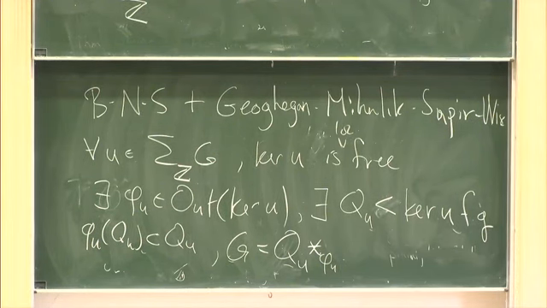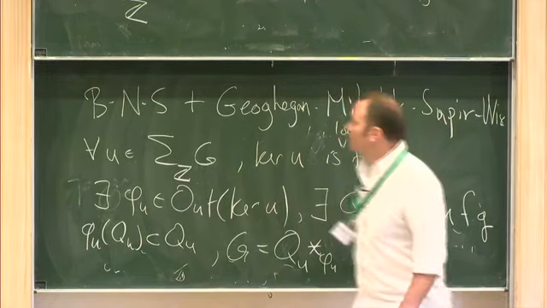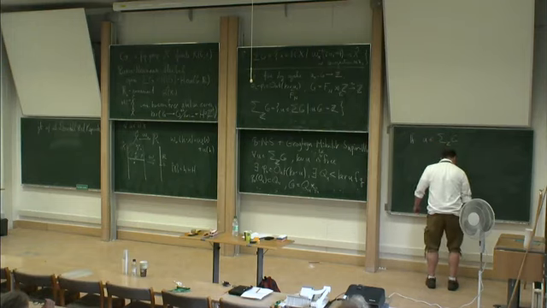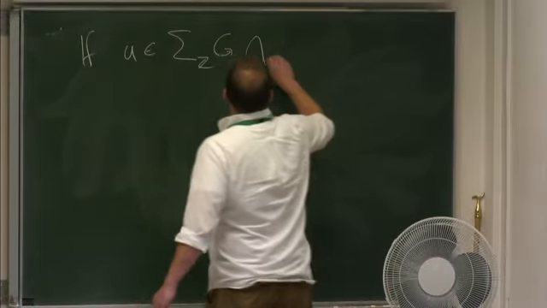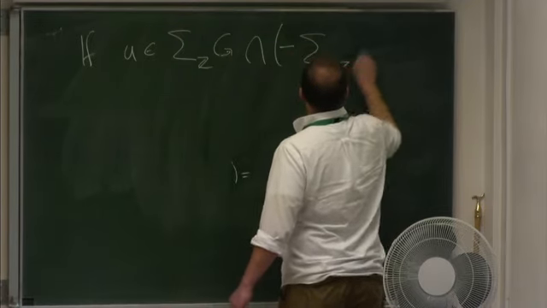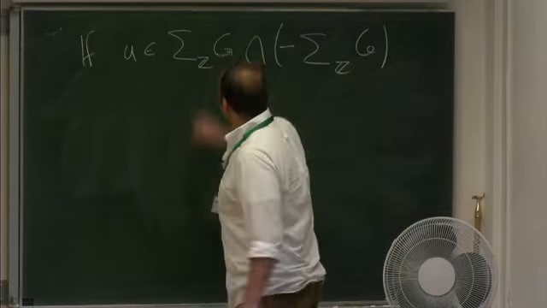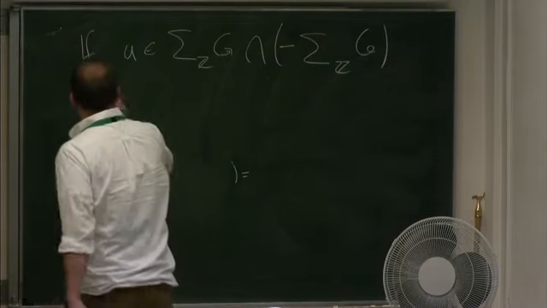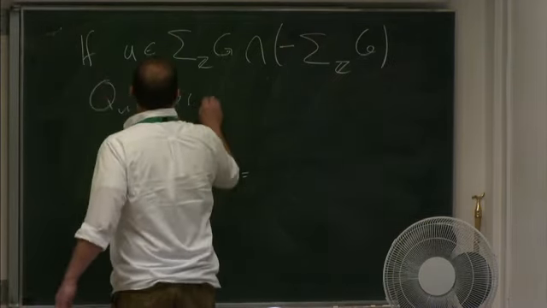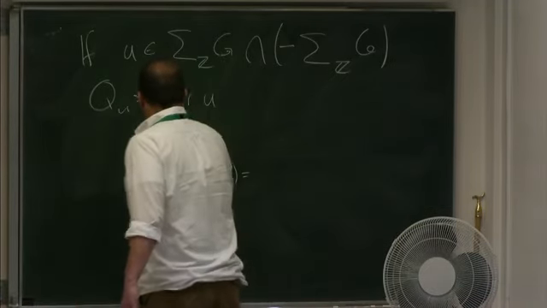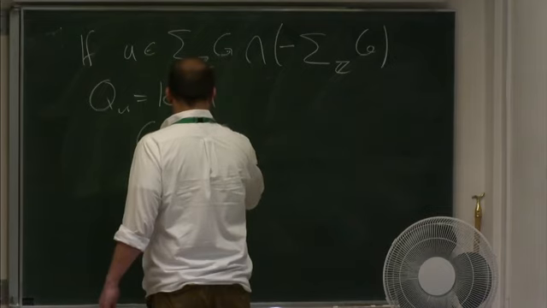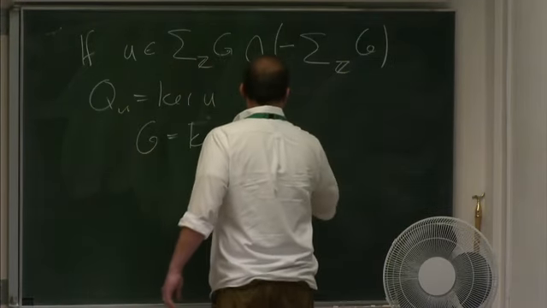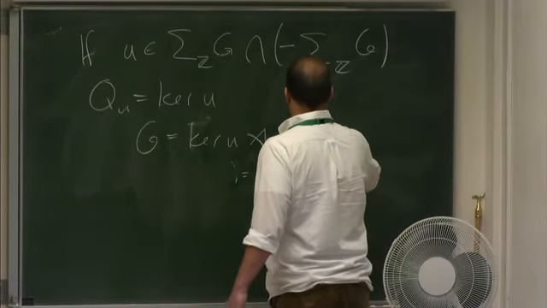So the next thing is what you just said. If U is in the BNS invariant and its negative is in the BNS invariant, then this QU is actually equal to the kernel of U, and G is a semi-direct product. It looks like the kernel of U semi-direct product Z.